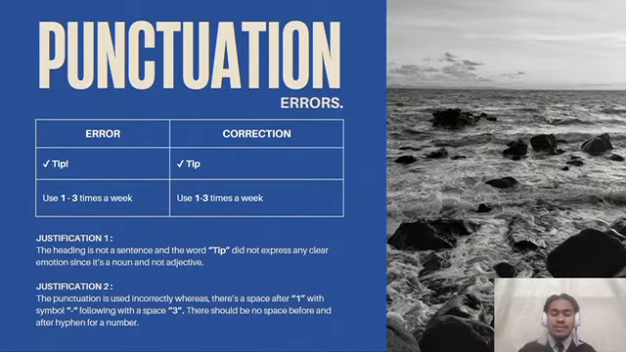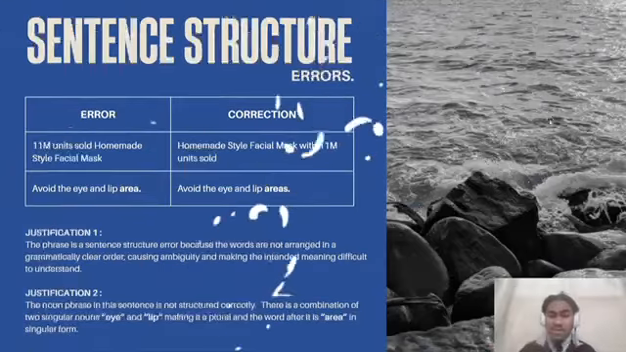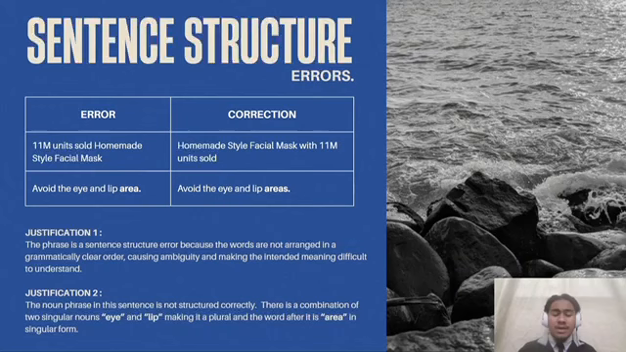Next, I will explain the sentence structure errors. The first error is "11 million units sold homemade style facial mask". The correction is "homemade style facial mask with 11 million units sold". The original phrase is confusing because the words are not arranged clearly. In the corrected version, the product name comes first, followed by the sales information.